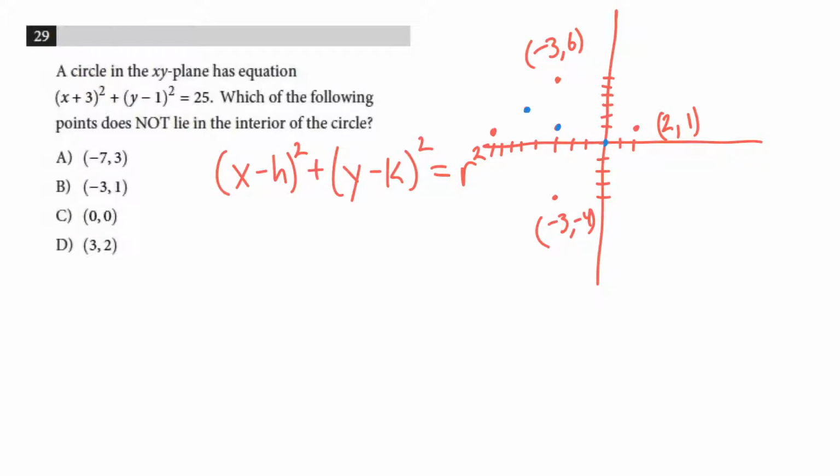0, 0, that looks like it's inside. And 3, 2. Well, 3, 2, that's 1, 2, 3. 3, 2 is over here. So I think that's going to be on the exterior of the circle. Answer is D.